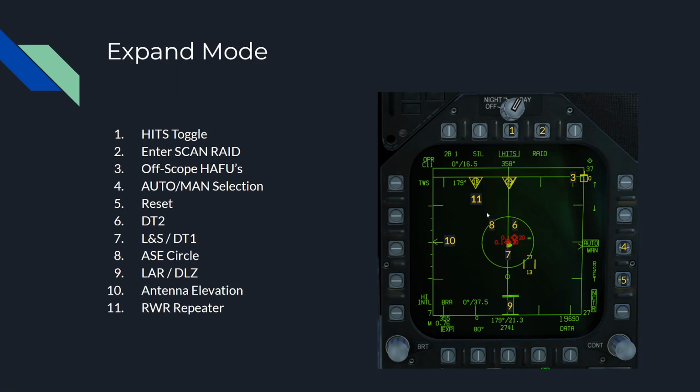Again, your ASC circle, because you've got launch and steer information for something. Again, your LAR. Again, your antenna elevation, and you'll get your RWR repeater information at the top still.